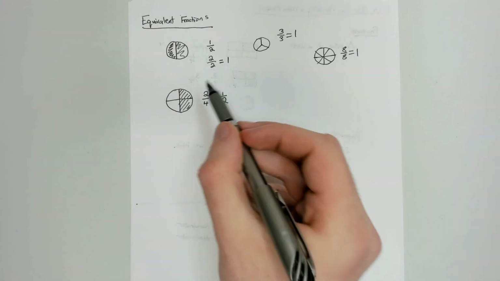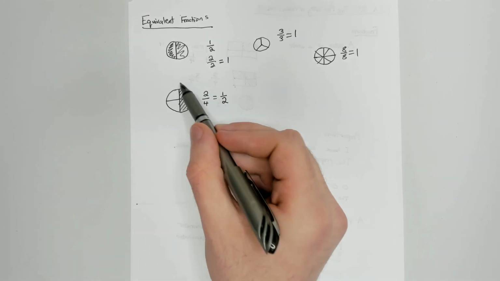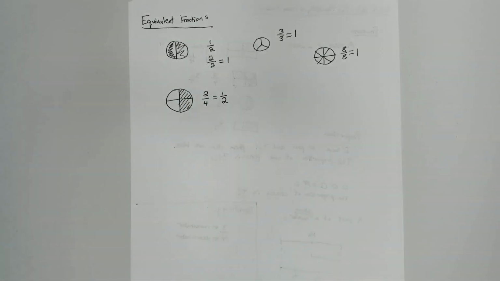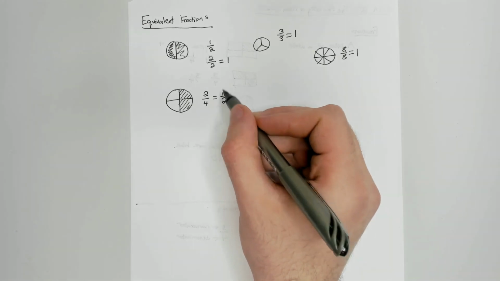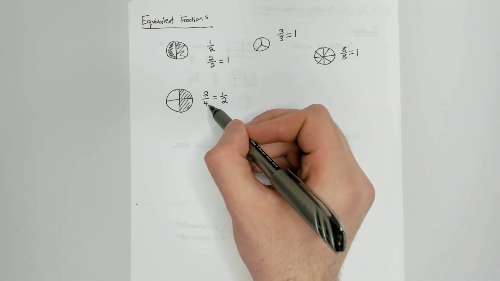We're seeing that there's multiple ways to express the same proportion or the same kind of piece of the whole. And we can also think about it as what's half of 4? Well, 2 is half of 4, right? So it kind of makes sense that 2 out of 4 is the same as a half.